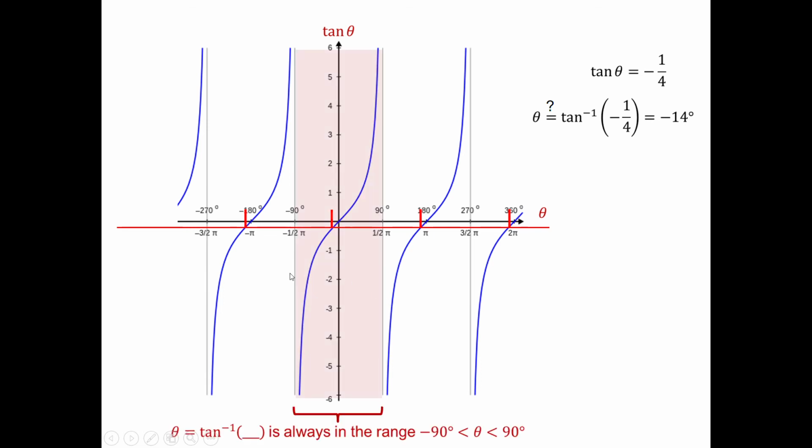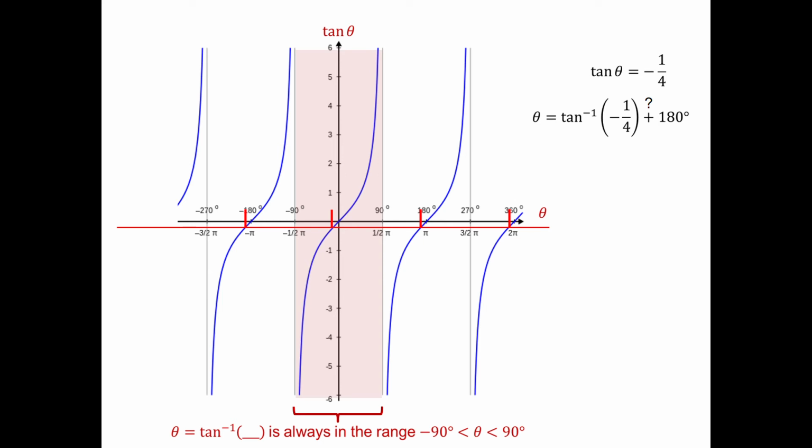Since the inverse tangent always gives something in here, if we're expecting an angle that's over here, we might have to add 180 degrees onto it to get to this other, different angle. So you have to look at your vector and say, roughly, where is the angle going to be?